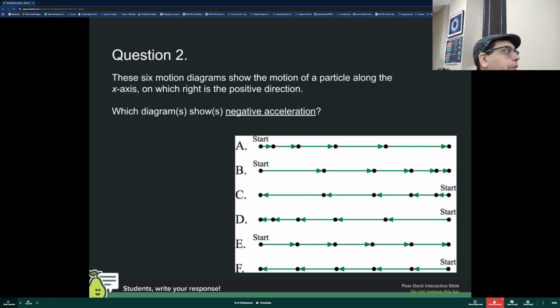Okay. What's going on with E and F? They're going at constant speed. Yep. And if the velocity is constant, what does that mean for the acceleration? It's zero. Exactly. Any questions about those?